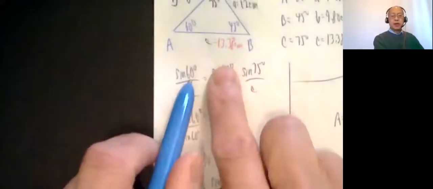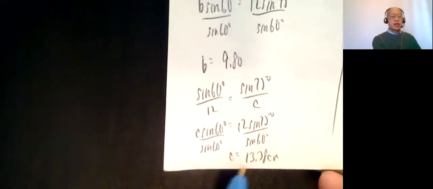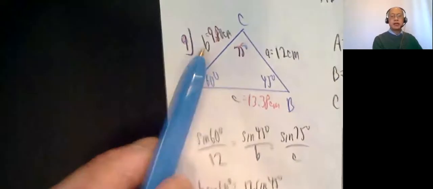And then if I cross multiply here, C sine of 60 degrees equals 12 sine of 75 degrees. So that's what I have here. Divide by sine of 60 degrees. C is about 13.38 centimeters. Okay, so 13.38 centimeters, 9.8 centimeters, 75 degrees.